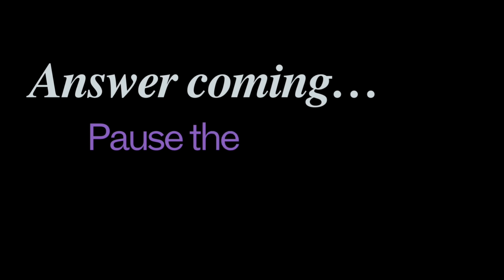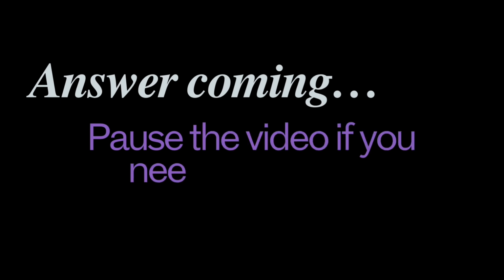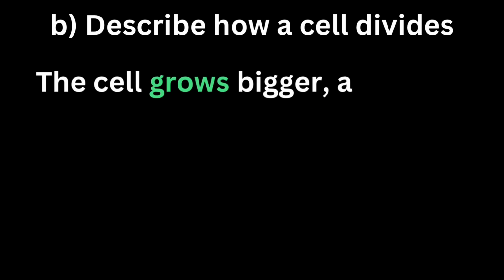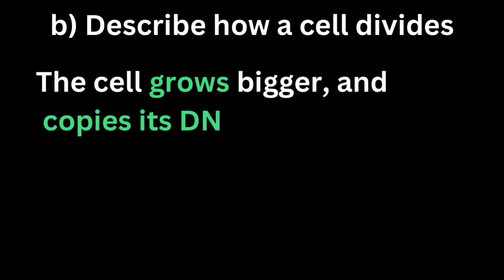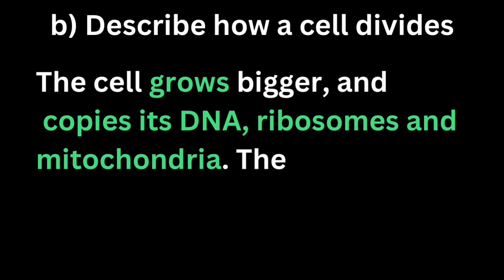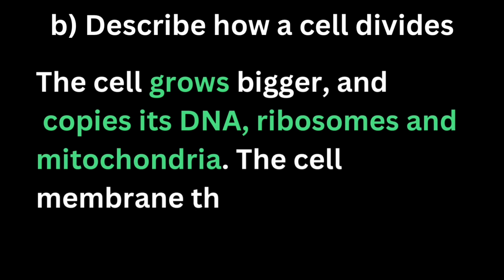And I'm about to show you the answer, so if you're not ready for it yet and you want a bit more time, just pause the video until you're ready. And so here's our answer. The cell grows bigger and it also copies its DNA, its ribosomes and its mitochondria. And the cell membranes then fuse to form two identical daughter cells.